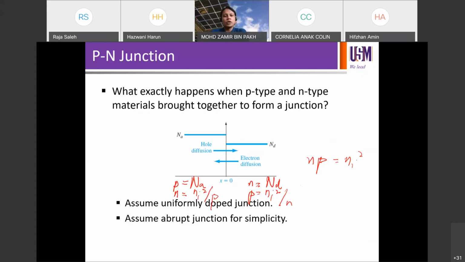So that's clear. So what will happen next? We're going to see later on, when you combine a p-type semiconductor and an n-type semiconductor, our majority carriers diffusing to the neighboring regions. Our p-type has holes as majority, our n-type has electrons as majority carriers. So what will happen is our majority carriers will diffuse to the neighboring region. Why do they diffuse to the neighboring region? Why do we have that diffusion in the first place?